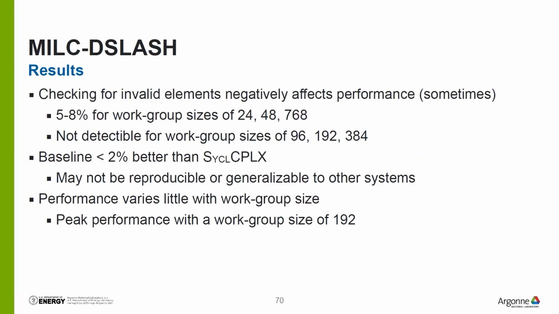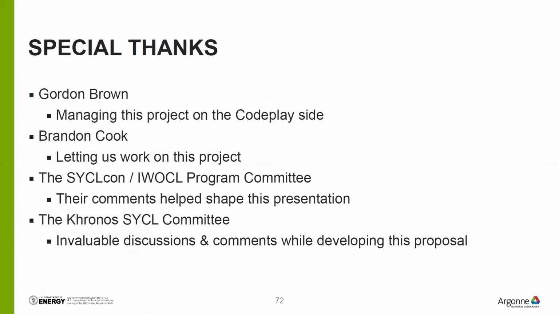It's weird. Sometimes the work group size affected it, and some of them didn't. We're not quite sure why. The baseline, again, that's just the struct of 2 members, is less than 2% better than SYCL complex. We don't know if that'll generalize to other systems. We only tried this on an A100. And that's my talk. I did it in a half hour. That was good. Any questions for Nevin?